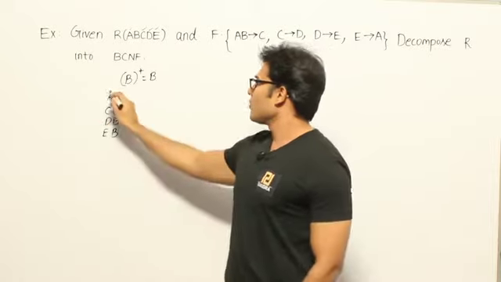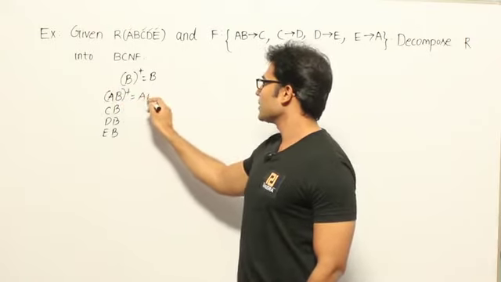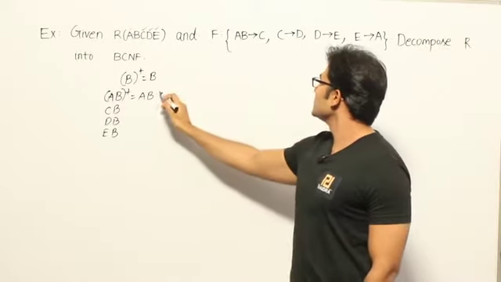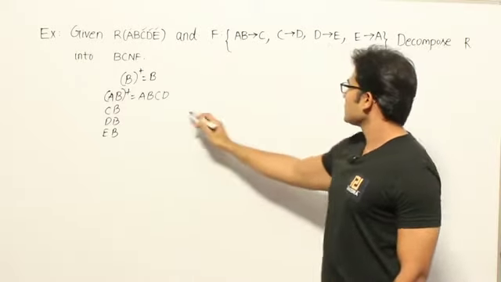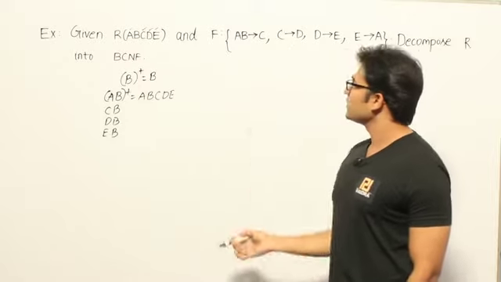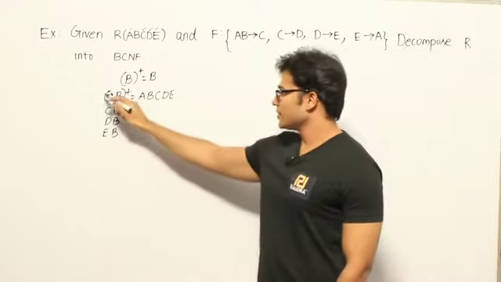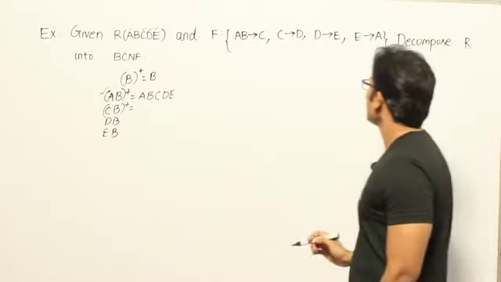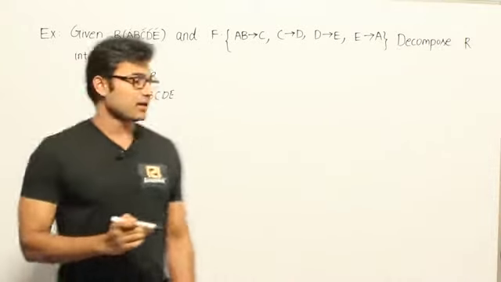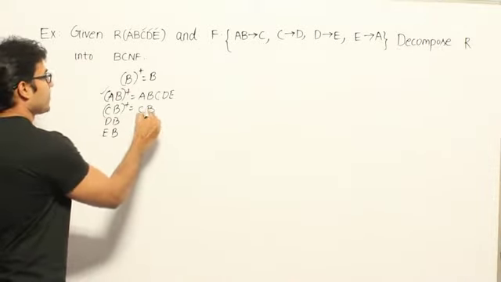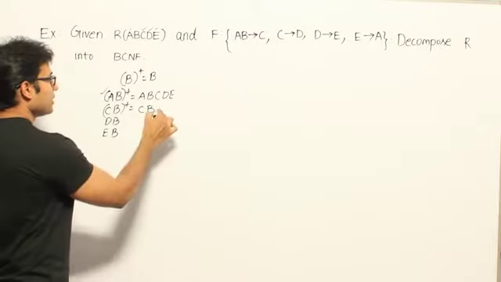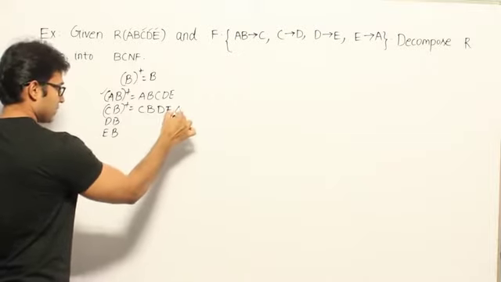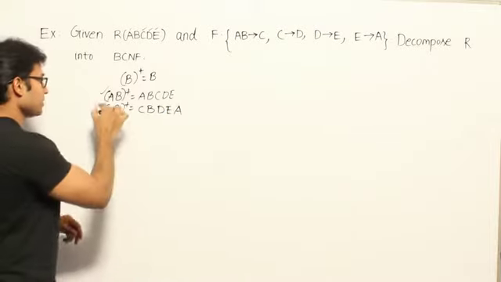Got it? Okay. Now what about AB plus? AB plus is going to contain AB, and along with AB what do you get? Because of B you get C, because of C you get D, because of D you get E, and because of E you get A. So A, B, C, D, E covered. So it can be the candidate key. AB is a candidate key. What about CB? If I find out CB plus, because of CB I'll get CB, right? And because of C I get D, because of D I get E, and because of E I get A. So I got everything here. So CB can be a candidate key.